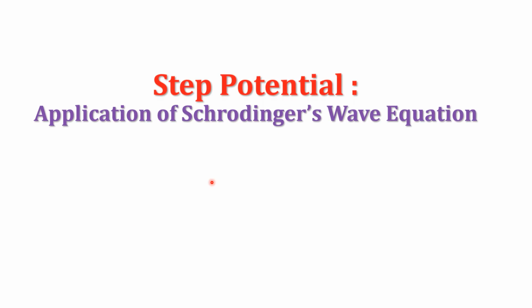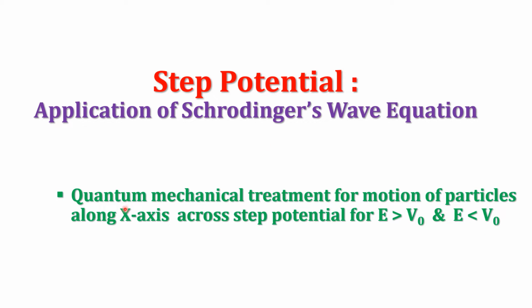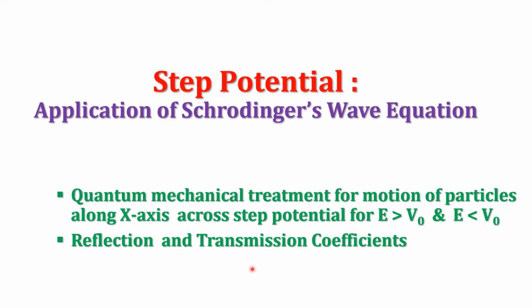Today we discuss step potential. It is one of the applications of the Schrodinger wave equation. In that article, we discuss the quantum mechanical treatment for the motion of particles along the x-axis across the step potential for E greater than V0 and E less than V0. And then we discuss reflection and transmission coefficients.